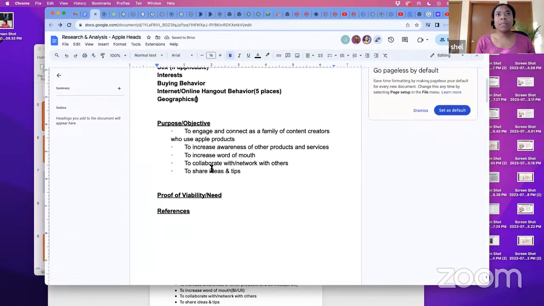The purpose, keep this in mind. We already did this together, right? But when you guys are coming up with these wireframes, as you're building out your wireframe, keep this in mind. Proof of viability need, we did that already. That was when we searched the different communities that existed, and we know there's a following for it.